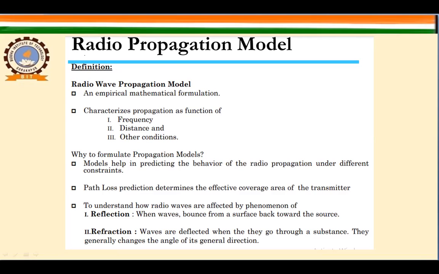So why are we going to formulate a propagation model? Because the model helps in predicting the behavior of radio propagation under these different constraints. We go for path loss prediction, which determines the effective coverage area of the transmitter, and to understand how radio waves are affected by three types of phenomena: reflection, refraction, and diffraction.